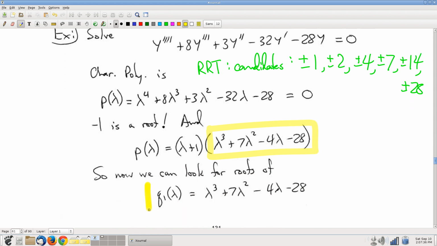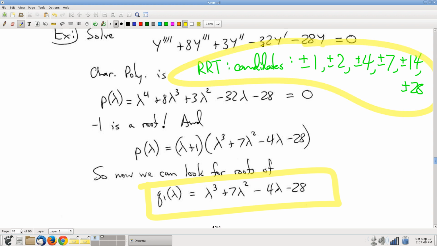All right. So can I find roots of this cubic? Well, rational root theorem again applies, and conveniently these coefficients are still the same, and so we still have the same candidates. And well, here we go. We have to start trying these numbers again.